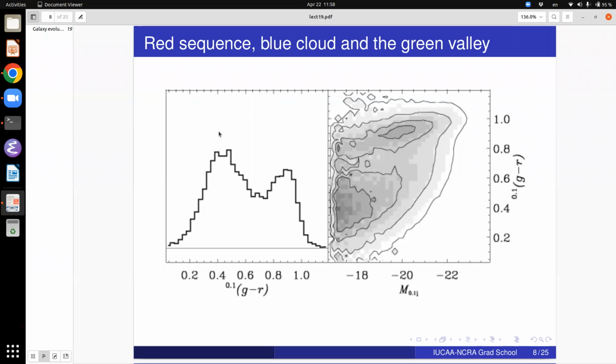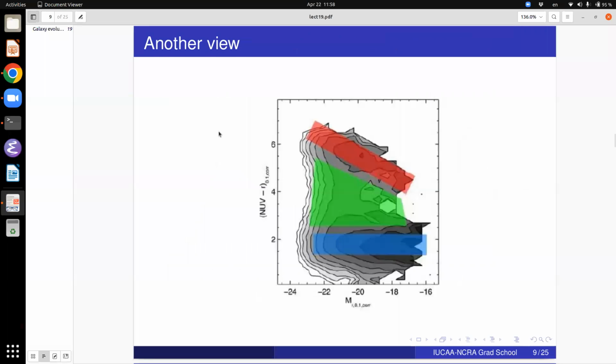Now, there's stuff in the middle. So we'll come to that in a minute. So this is another representation. This is also a color magnitude diagram. This is the NUV minus R color instead of G minus R color. And this is the red sequence. Over down here is the blue cloud. And here in between is the green valley.